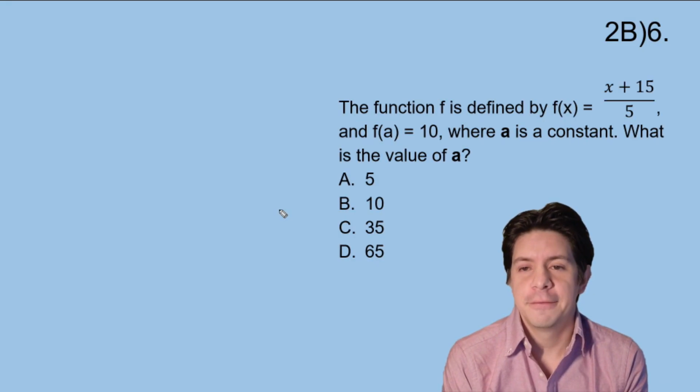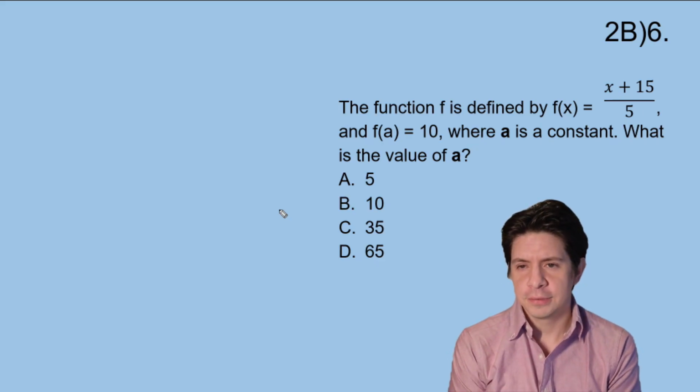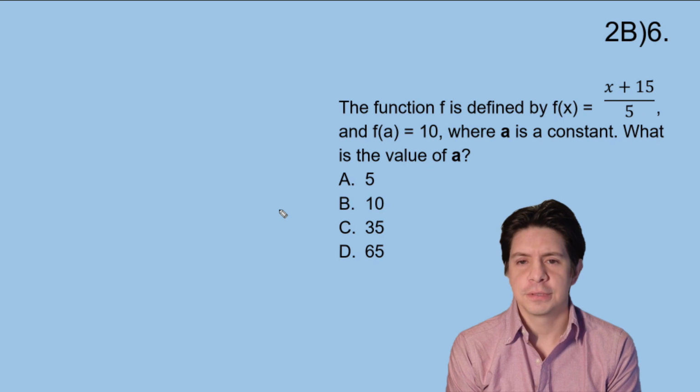The function f is defined by f of x equals x plus 15 over 5. And f of a equals 10, where a is a constant. What is the value of a?